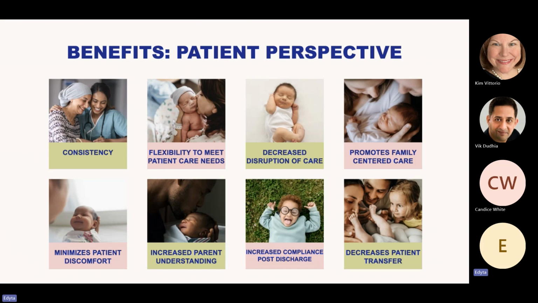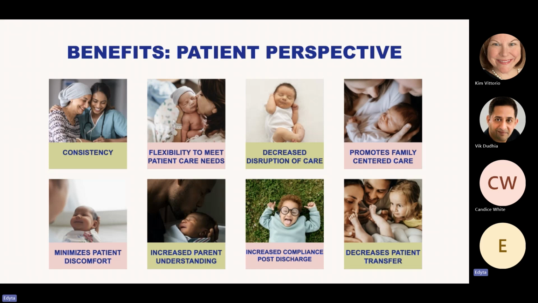Again, from the patient perspective, we're able to be flexible to meet the patient care needs. If the patient has a procedure off the unit, we can do it prior to the procedure or after the procedure. Or as I mentioned, if the parents are only able to come at one time and they wish not to watch the exam, we can offer them uninterrupted family time and come back and do the screening later. It also decreases the disruption of the care so that patients can sleep. And we all know how important sleep is for these babies so that they continue to grow and improve.